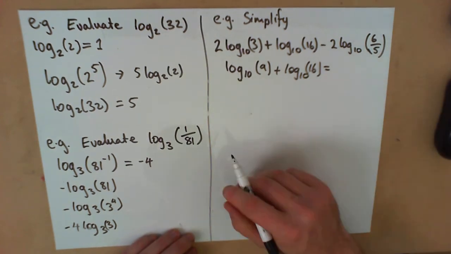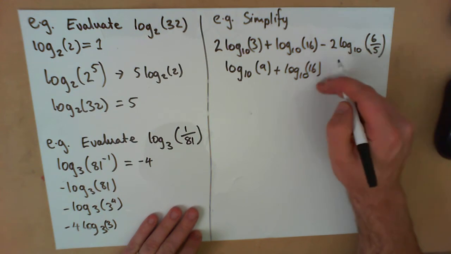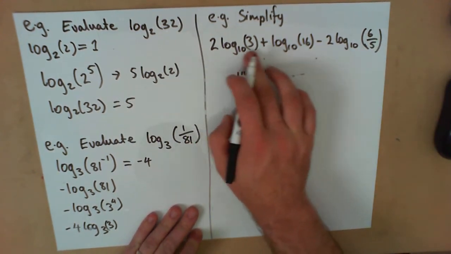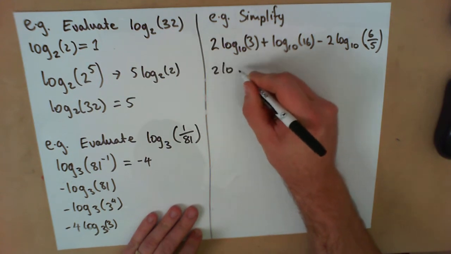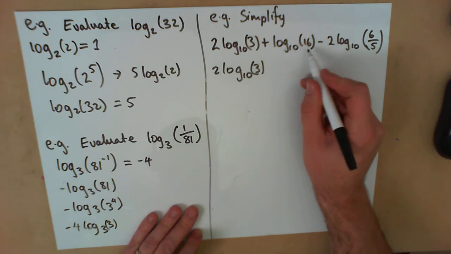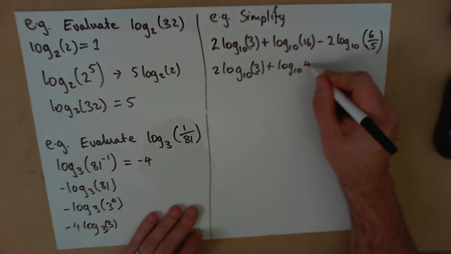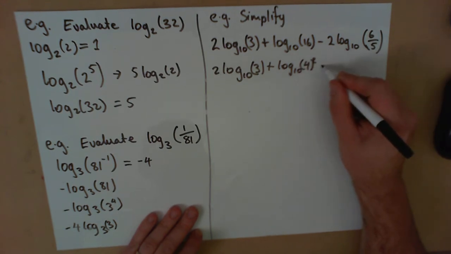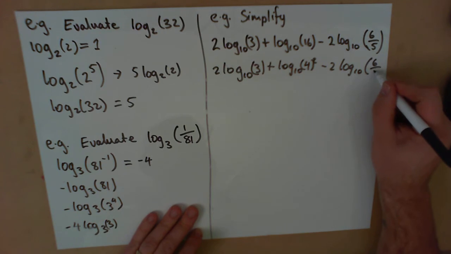Actually, we can go a different way here. It'll probably be nicer to work with our smaller numbers. Let's go a different way. I just realised something that's going to make this nicer. 16 is really log to the base 10 of 4 squared. 2 log to the base 10 of 6 on 5.